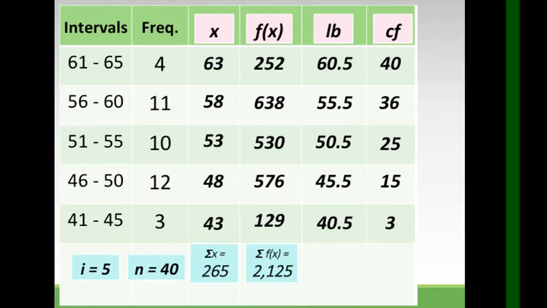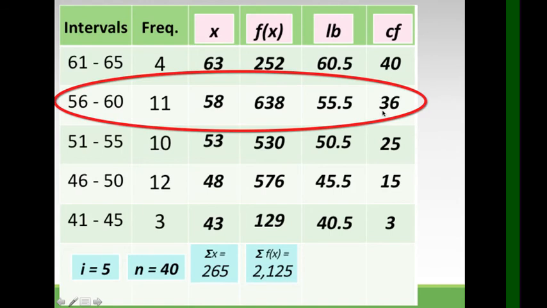So, what is the number which is equal to 30 or greater than 30 but not less than 30? Which among the cumulative frequencies is greater than 30, equal to 30, but not less than 30? And that is 36. 25 is not greater than 30, it's neither equal to 30. It is lower than 30. So 36 is the answer.